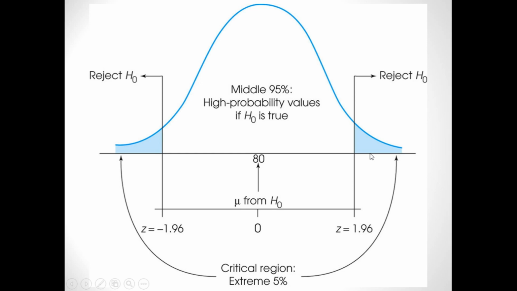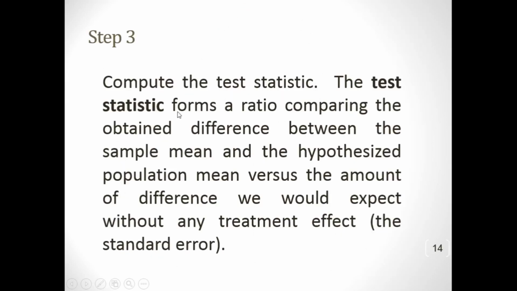Step 3 is to compute the test statistic. The test statistic forms a ratio comparing the obtained difference between the sample mean and the hypothesized population mean versus the amount of difference we would expect without any treatment effect, the standard error.